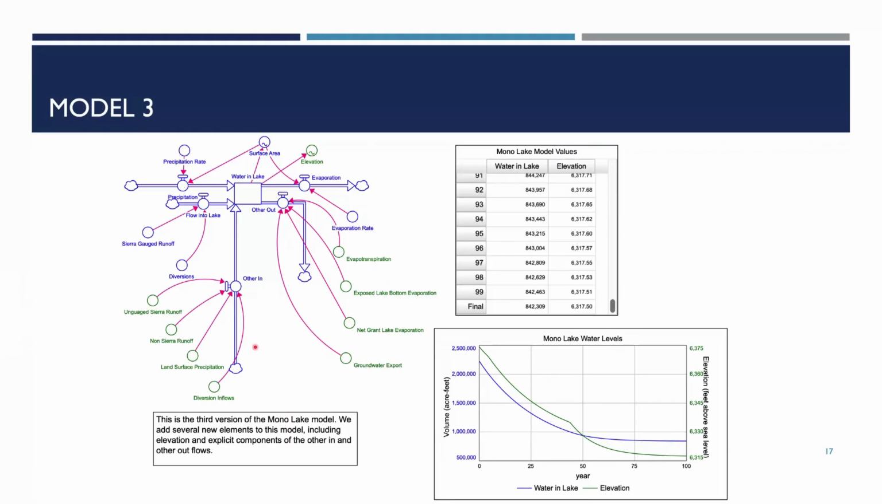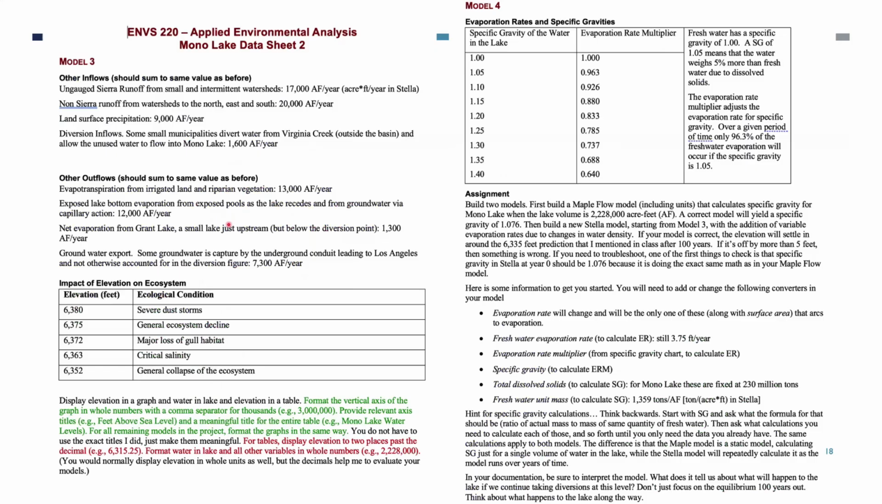At this point, we use data sheet 2 to talk about information we need to provide for an interpretation of the elevations. So we pretty much are just giving them this very rough indication. When the lake's at 6380, severe dust storms are going to start at 6375, general ecosystem decline and so forth. And then if we get below about 6352, we'd expect somewhere in that area to see a general collapse of the ecosystem.